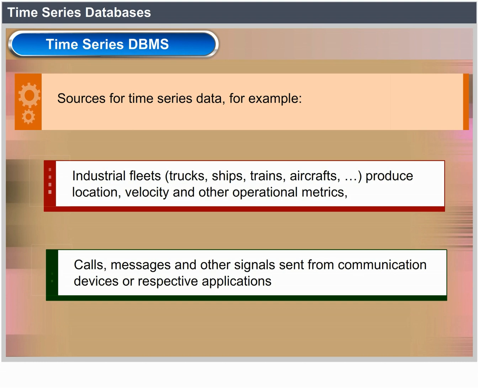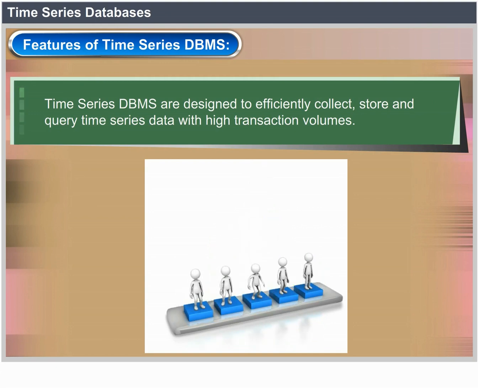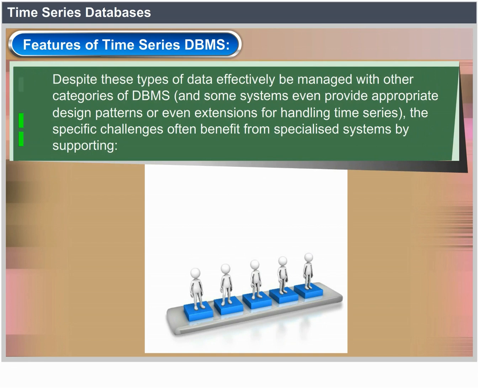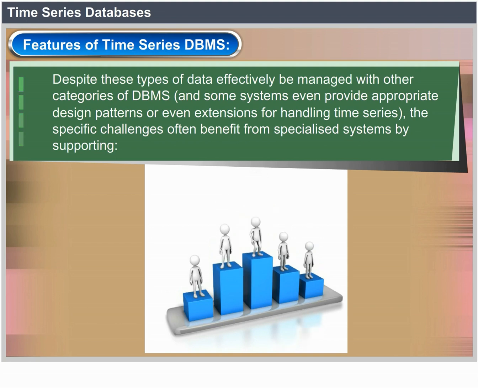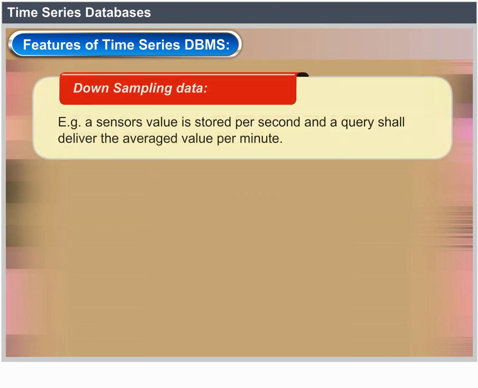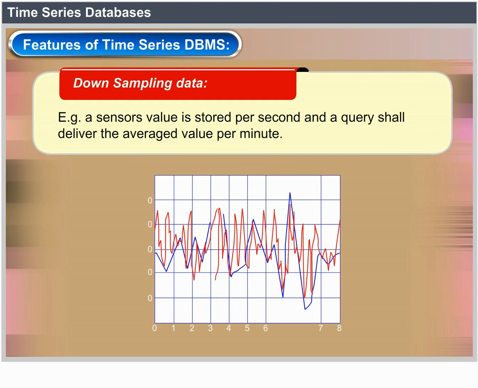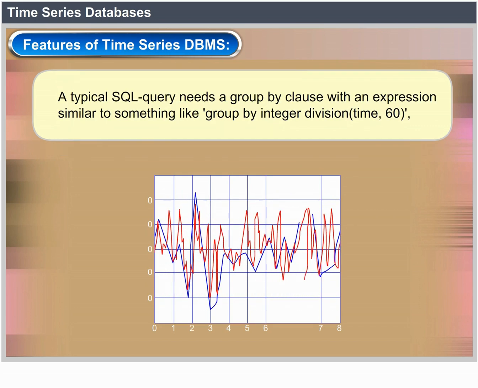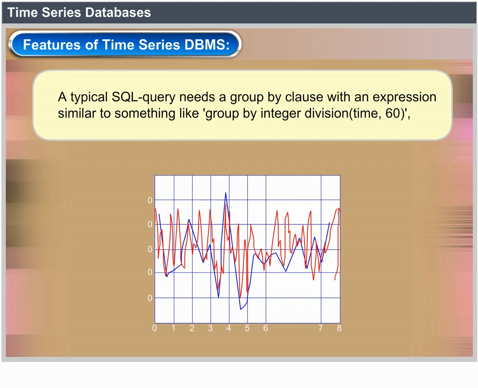Features of time series DBMS. Time series DBMS are designed to efficiently collect, store, and query time series data with high transaction volumes. Although that type of data could be managed with other categories of DBMS, and some systems even provide appropriate design patterns or even extensions for handling time series, the specific challenges often benefit from specialized systems by supporting downsampling data. For example, a sensor's value is stored per second and a query shall deliver the averaged value per minute. A typical SQL query needs a group by clause with an expression similar to something like group by integer division, time, 60, whereas time series DBMS support something like group by time, 1 minute.